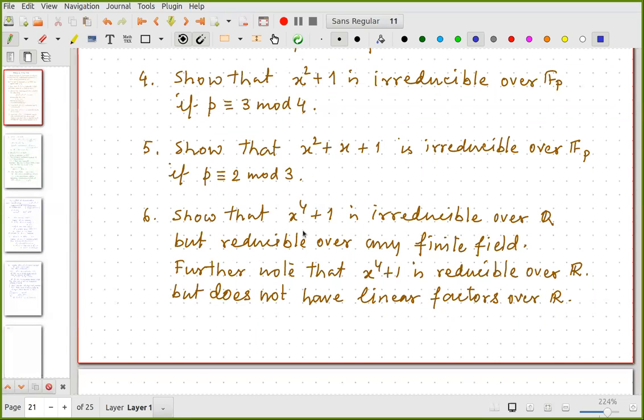So we do it next time, I guess, in this 6. And of course, a further note, just a funny observation, is that it's reducible over R. But obviously it doesn't have a linear factor over R. So this is just for fun. The first part is what requires work.